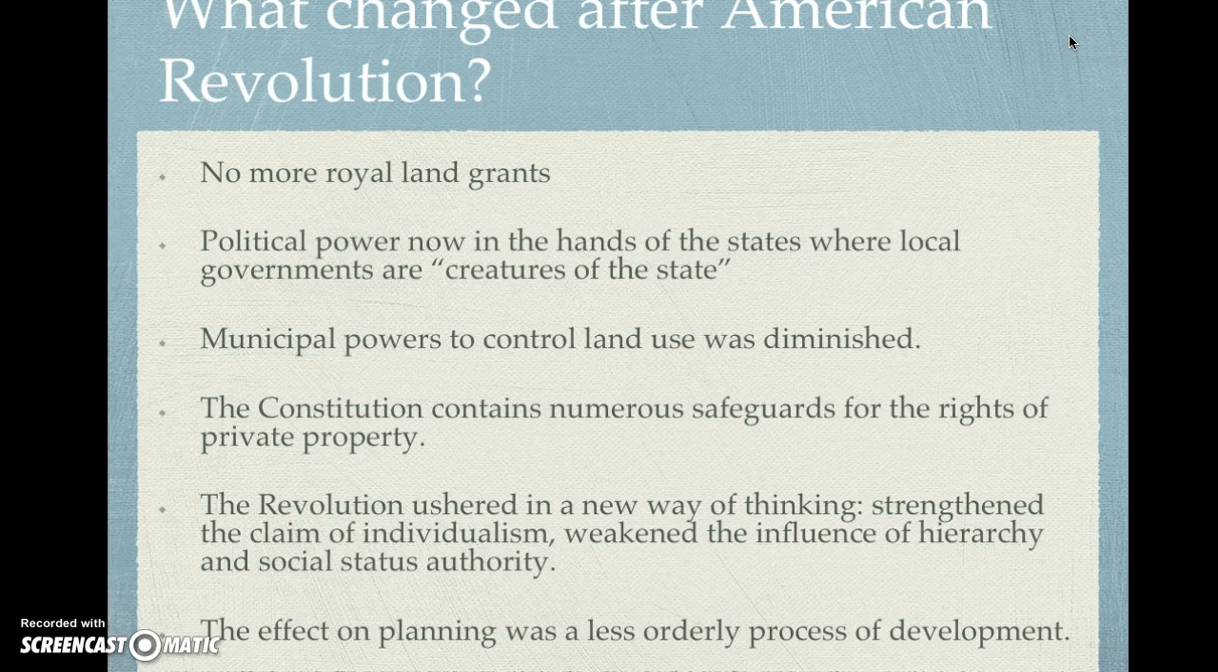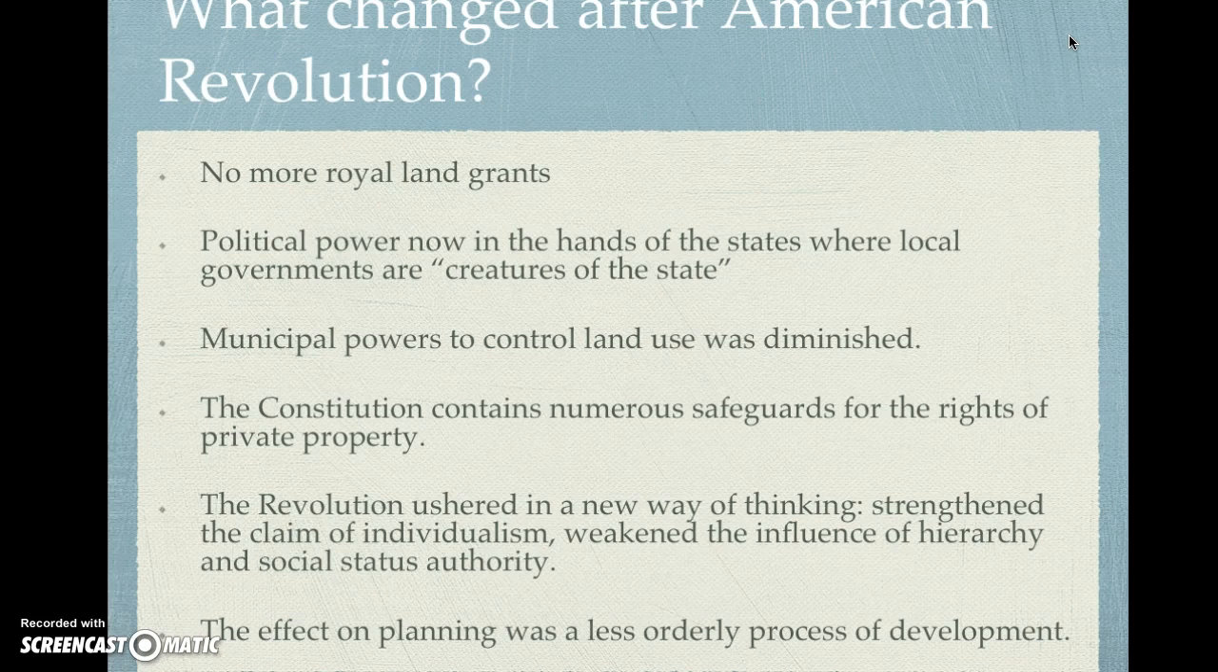So we changed, and we went to our American government system that we have now, the American government structure, where political power is in the hands of the state, where local governments are creatures of the state. This is our federalism system.